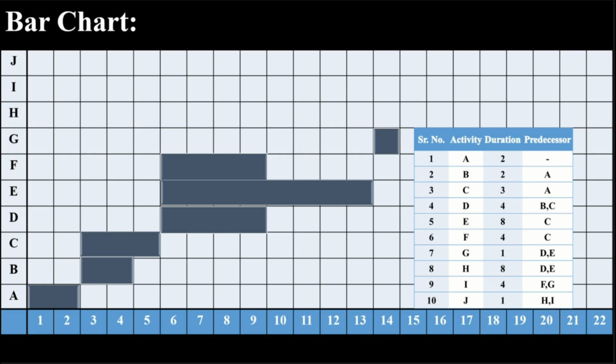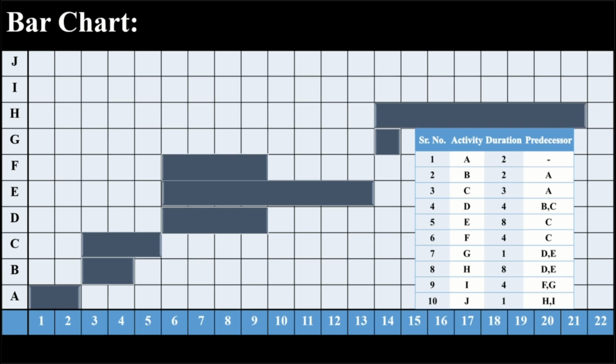Activity H also starts after D and E are completed at day 13, runs for 8 days, and ends at day 21. Activity I starts when both F and G are completed, meaning it starts at day 14, runs for 4 days, and ends at day 18.